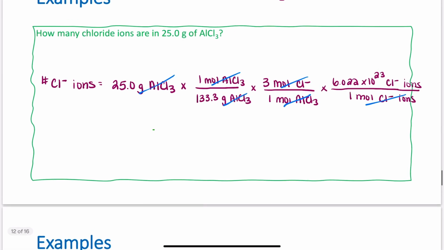Calculate this through. You get 3.39 times 10 to the 23rd Cl minus ions. Now let's check your sig figs. 3 sig figs, 4 sig figs, exact, 4 sig figs. So my final answer can have 3 sig figs.